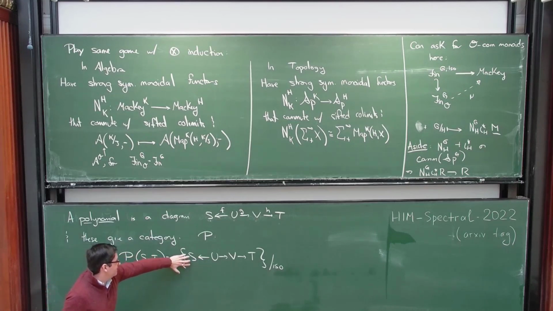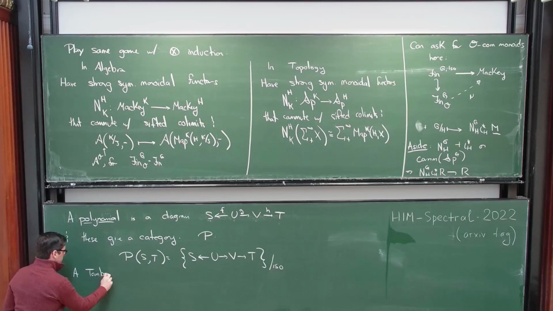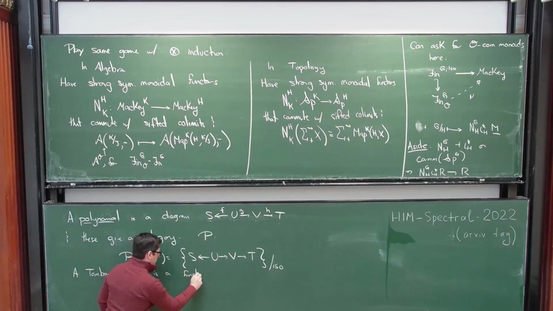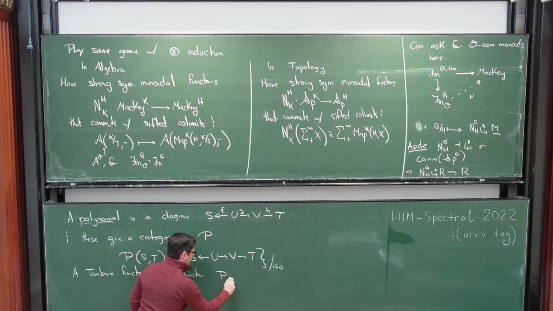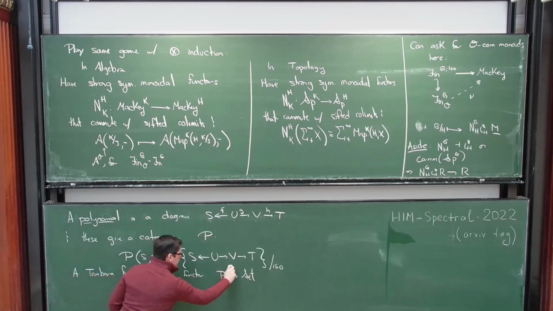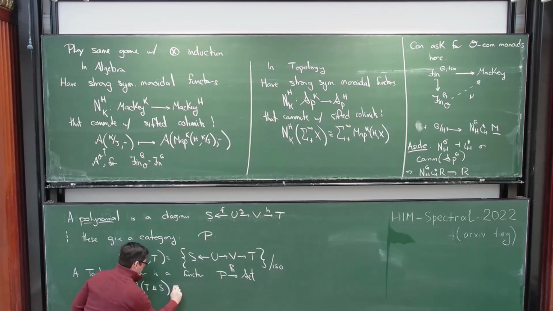Then this is giving me just this categorification of the notion of a polynomial. And so a Tambara functor is a functor from P into Set such that it takes disjoint unions to the product.